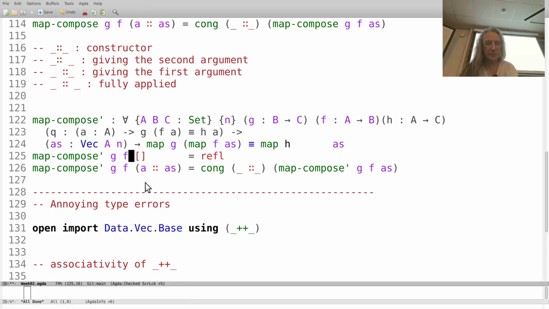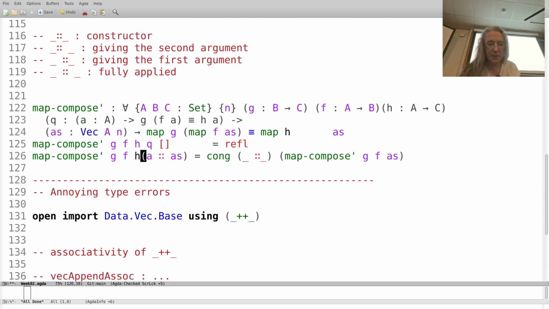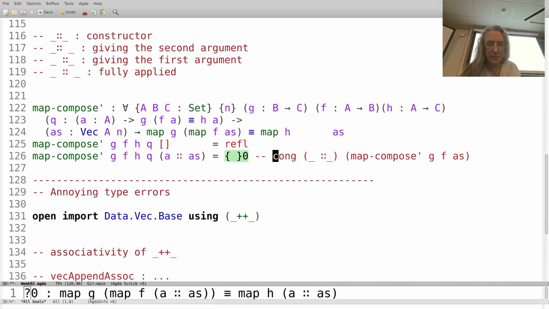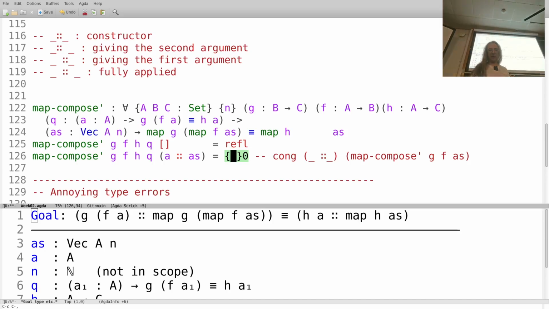Right. So what's going on here? I've done something. So the previous proof said you can combine these two maps by composing these two functions.